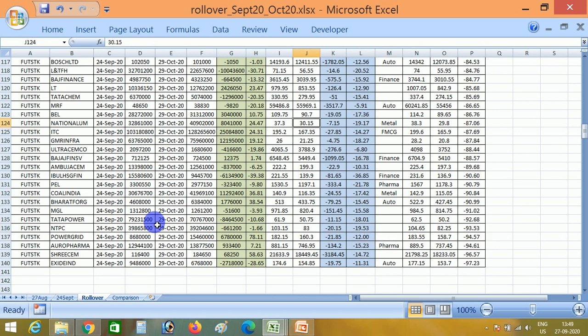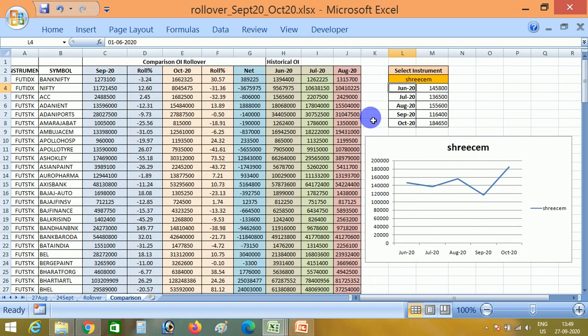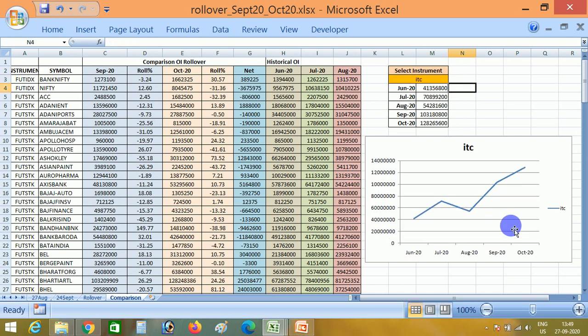We will check data for ITC as well. ITC is a very good stock for investors. ITC is having 24% open interest with negative close to close basis with negative 87% change in body. So if we compare the data for ITC, we can conclude that from August itself, ITC is having good open interest, and for the series of October, ITC has also made a good open interest build in it.